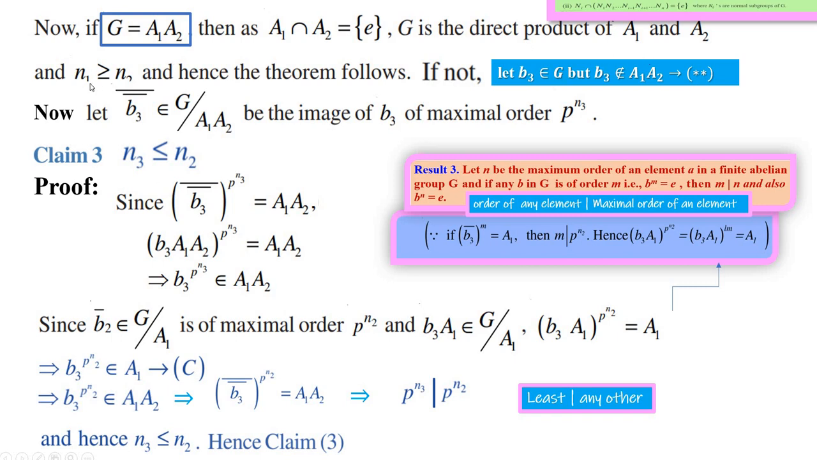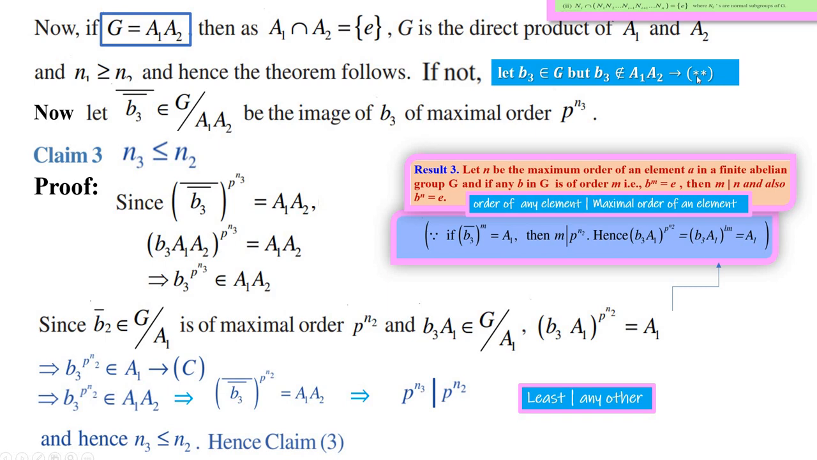So if this is the case, then as N1 is greater than or equal to N2, what is required is what we have, so the theorem will follow. If not, then we can find one B3 in G, but B3 not in A1 A2. Now A1 is normal because A1 is a subgroup of G, an abelian group. A1 is normal. Similarly, A2 being a subgroup of G, which is an abelian group, A2 is normal. Whenever A1 and A2 are normal, A1 A2 will exist as a subgroup, and even that is also a normal subgroup. So we consider B3 in G, but B3 not in A1 A2.